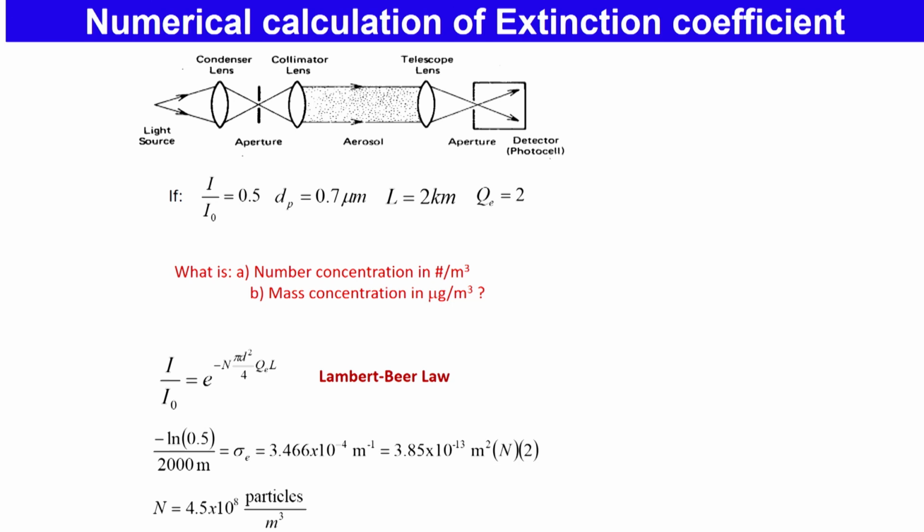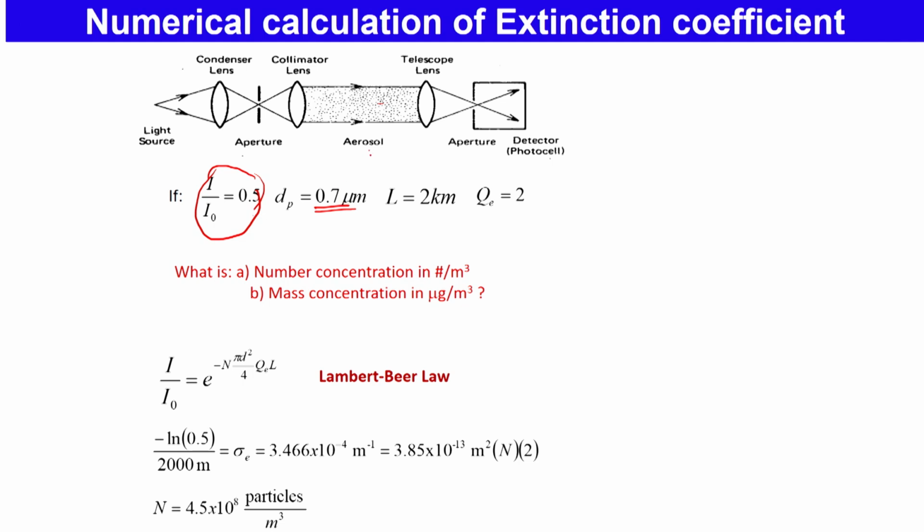Now this is the equation. You have been given that in this example, the light attenuation is by 50%, so I upon I0 is 50. Diameter of the particle is 0.7 micrometer, you remember. In this case, we are talking about particles whose diameter is similar to the wavelength of the light source.